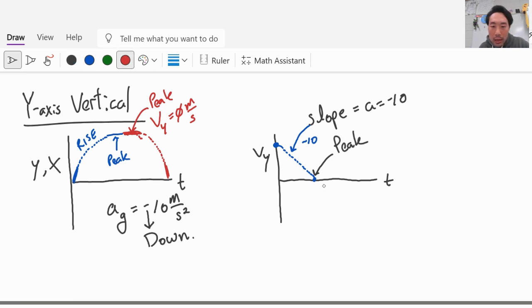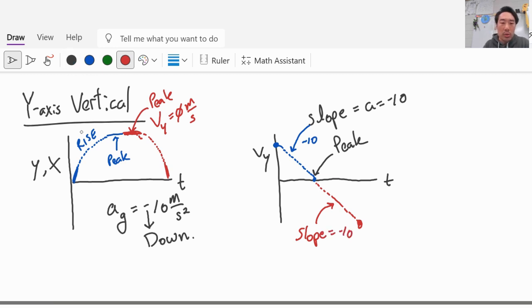After we reach the peak, the object starts to fall with a negative velocity. It starts off slow, but then we speed up. You can see this is almost like a mirror image of itself. The time that it takes to rise up is the same amount of time that it takes to fall down, and in physics, we call that symmetry. The other important thing is that the slope is still the same: negative 10 meters per second squared.